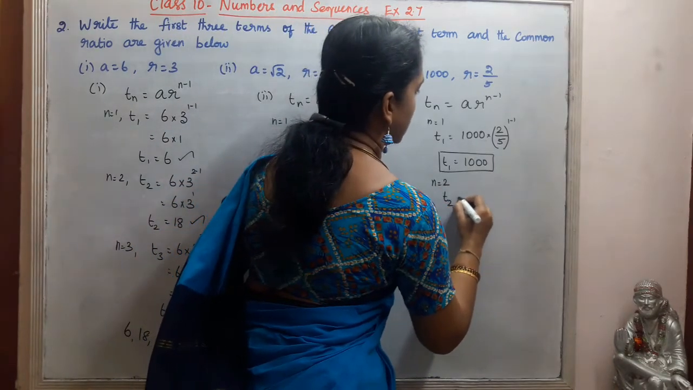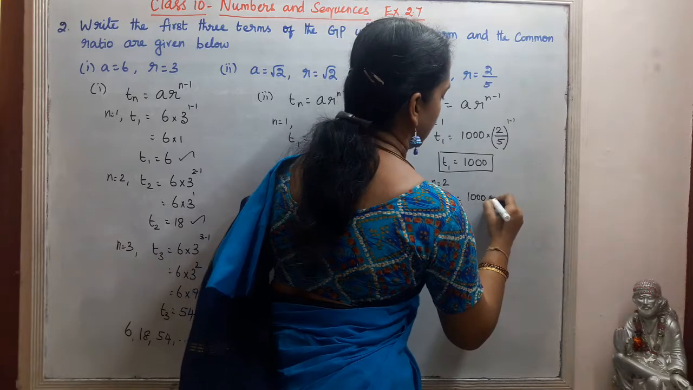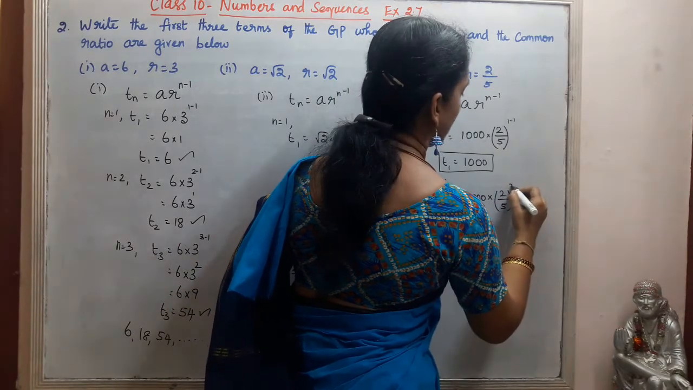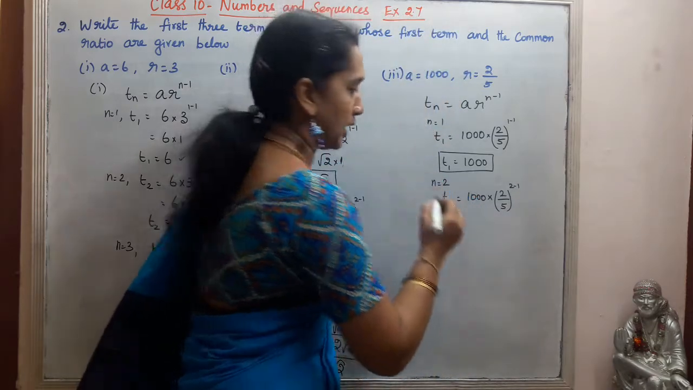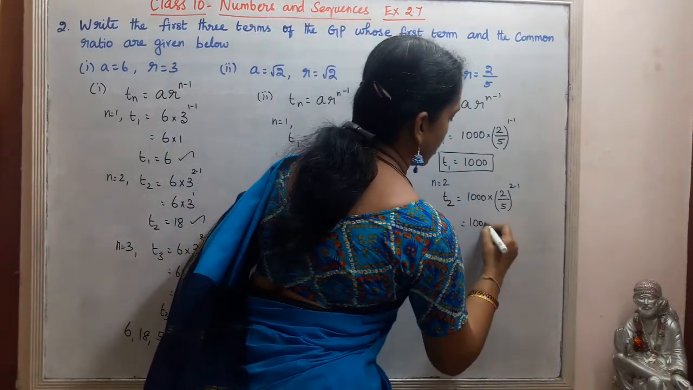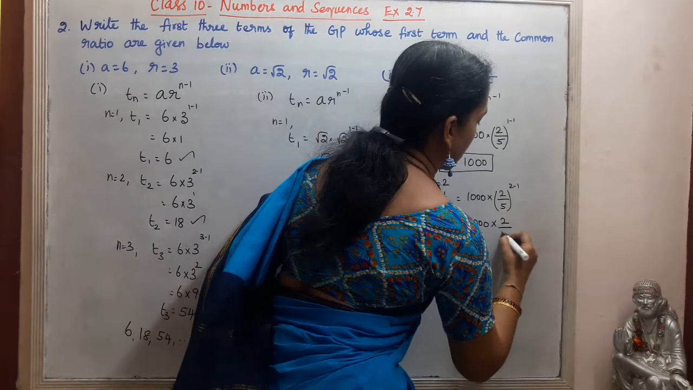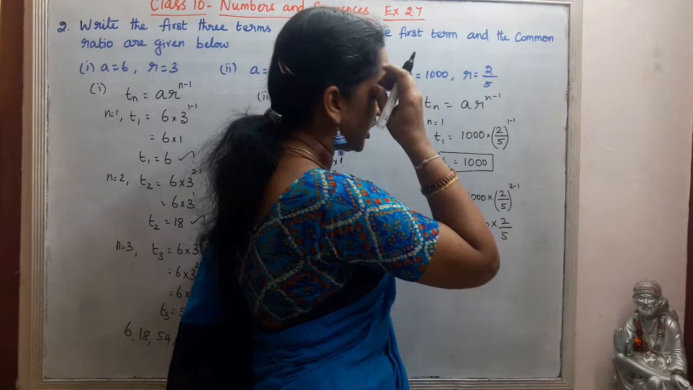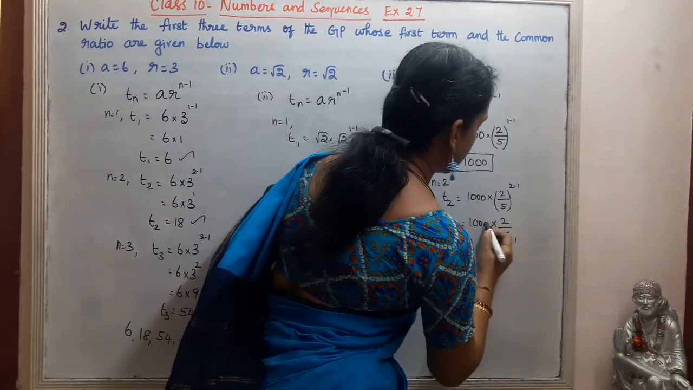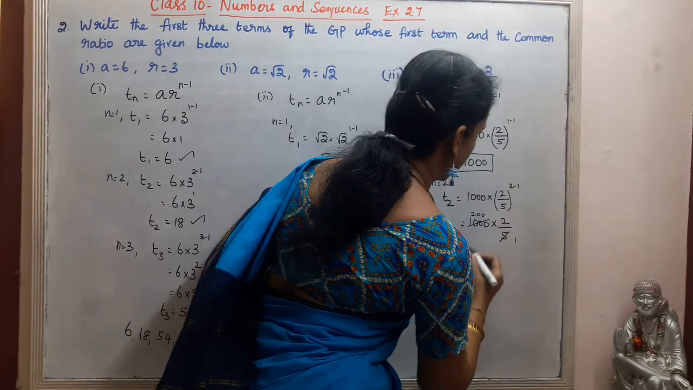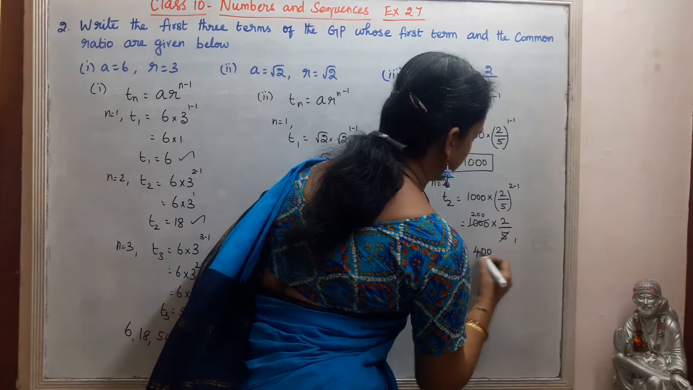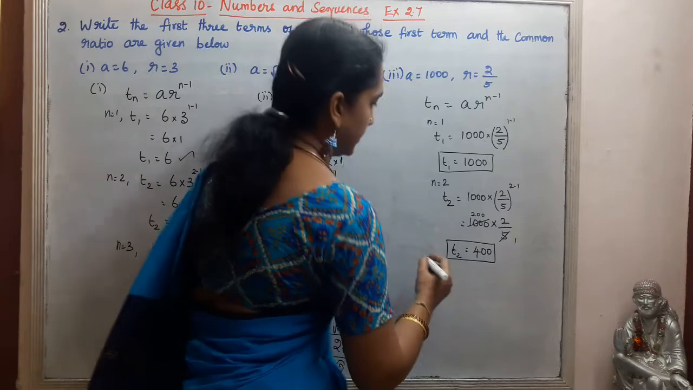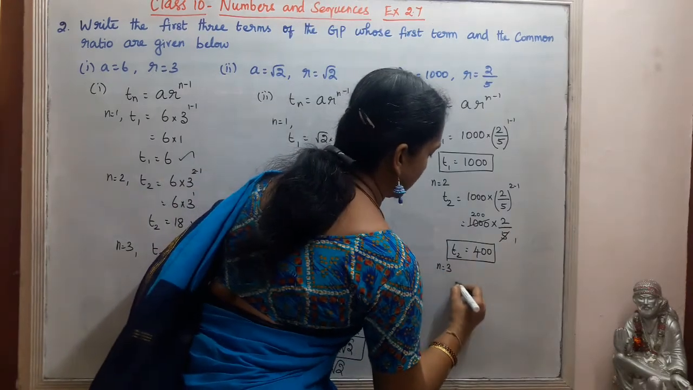Then n is equal to 2. So T2 is equal to 1000 into 2 by 5 whole power 2 minus 1. 2 minus 1 is 1. So that is equal to 1000 into 2 by 5. Anything power 1 we will get the same number. So we will get a fraction here, 2 by 5. So 5 ones are 5, 5 twos are 10, 200. So we will get the second term as 400. Second term is 400.